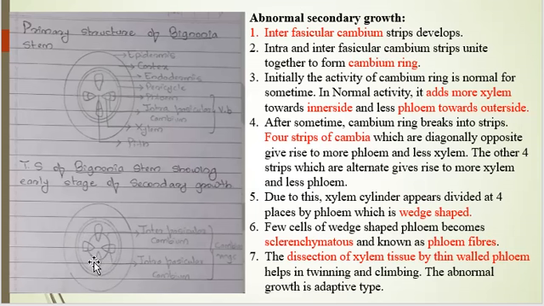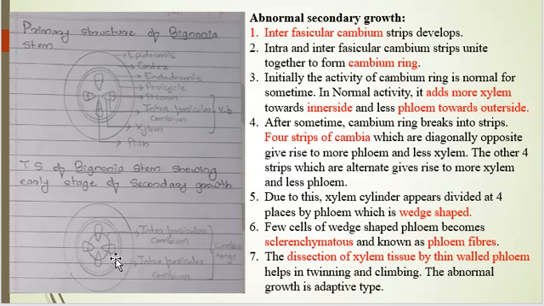यहाँ पे हमें रिंग दिख रही है. जो interfascicular cambium है, they also unite with the intrafascicular cambium and a ring-like structure is developed, that is the cambium ring, जो हमें इस फिगर में हमें यहाँ पे दिख रही है.